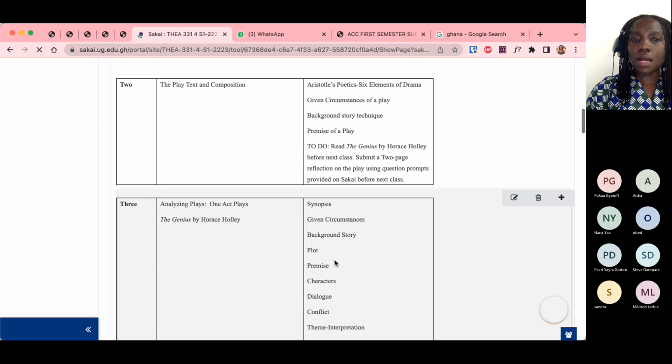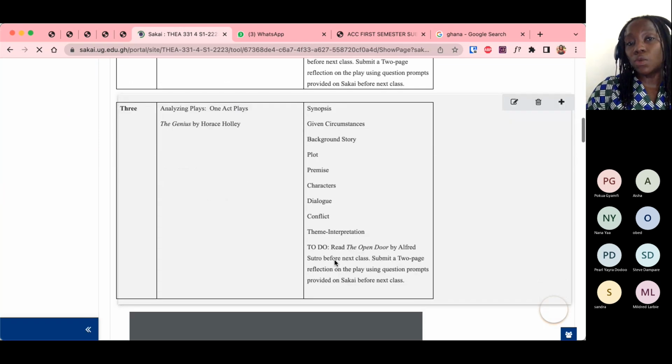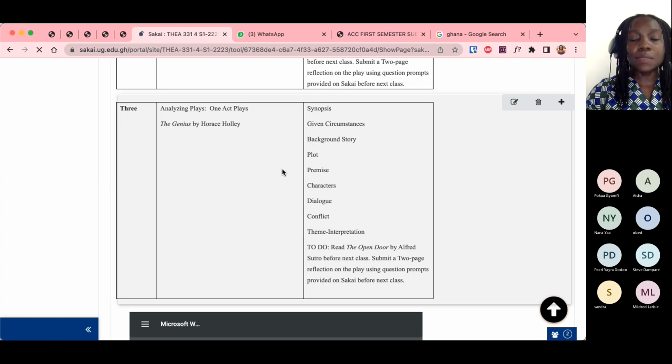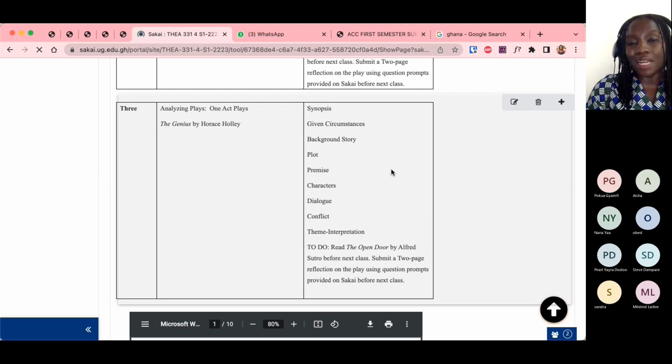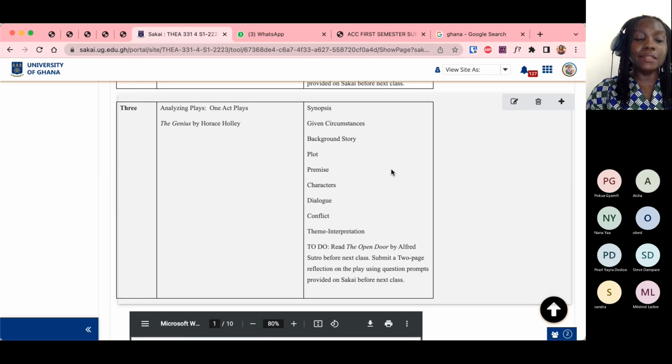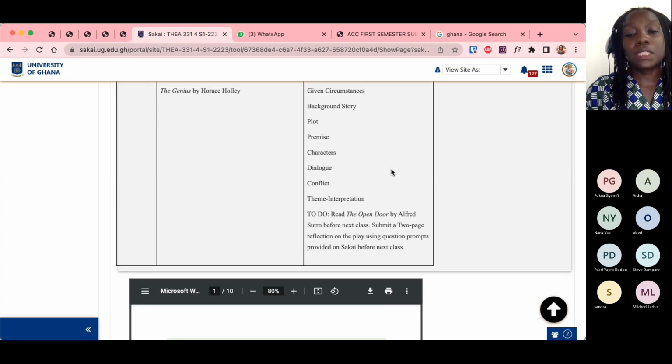So the analysis of the play text actually begins in week 3. In 2 weeks is when we will be discussing The Genius by Horace Hawley. And so we'll start by looking at the synopsis of the play, the given circumstances, the background story, its plot, premise, characters, dialogue, conflicts, and then the theme, which is our interpretation of this play. What does it mean? Okay. And then we'll have a full discussion of what the play is all about.